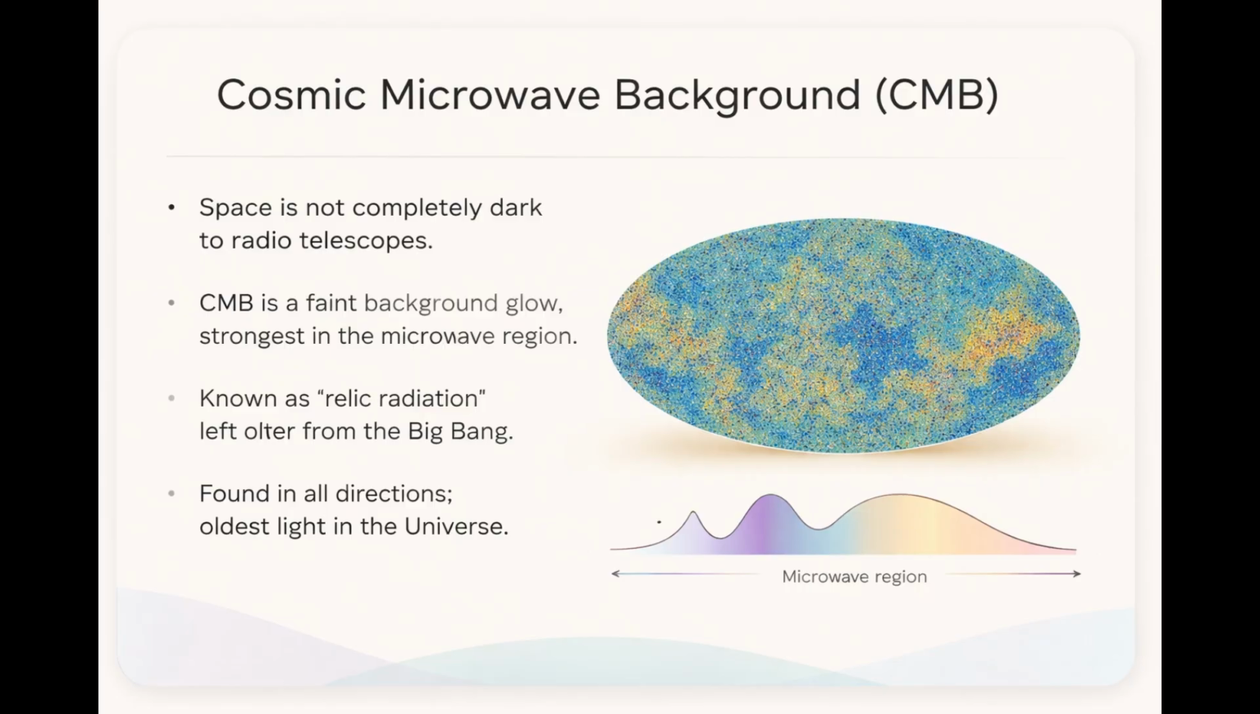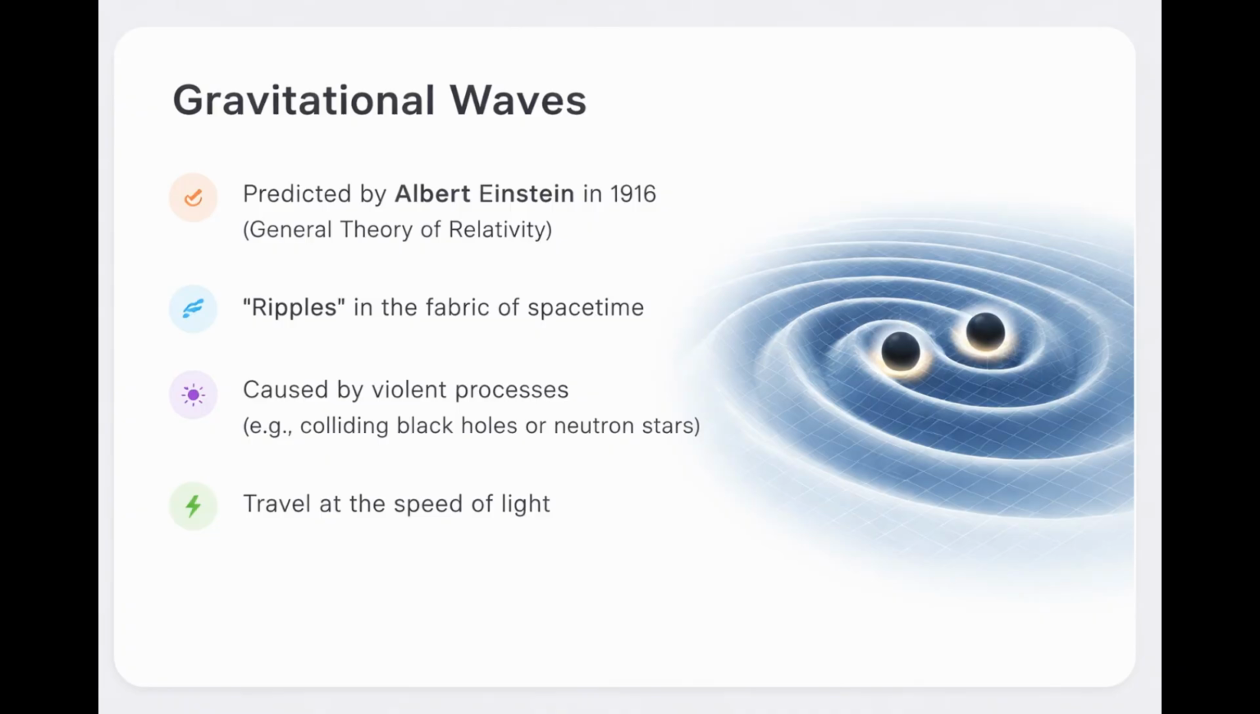If you look at space with an optical telescope, it looks dark, but a sensitive radio telescope detects a faint, uniform glow in the microwave spectrum coming from everywhere. This is relic radiation, the literal afterglow of the Big Bang. It is the oldest light in the universe, and its discovery was a massive landmark in proving the Big Bang Theory. The third major piece of evidence involves gravitational waves.